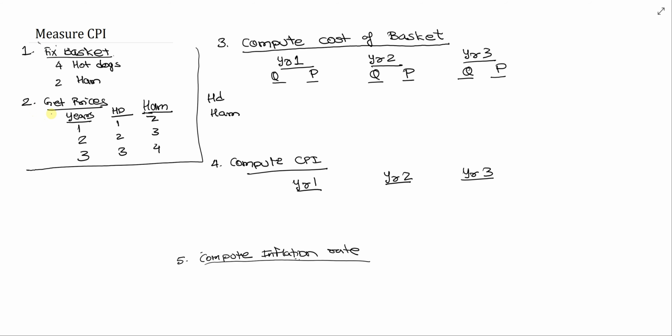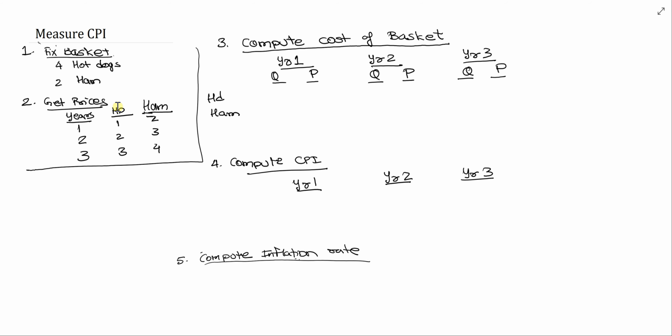The second step is to get the prices of the things that are in the basket. In this basket, we have hot dogs and hamburgers, and we take an example of 3 years, and in each of the years we have the price of hot dogs and hamburgers. So we are getting the prices of the things which are in the basket.